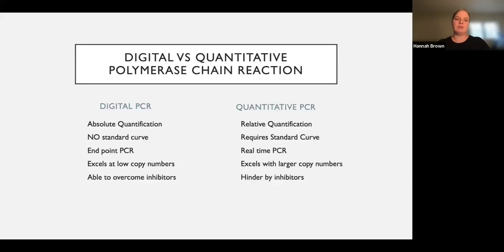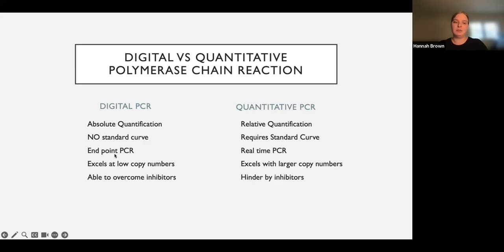If we look at a comparison between digital PCR and quantitative PCR, we can see that digital PCR is based off an absolute quantification. So it does not require a standard curve to give you a quantity, whereas quantitative PCR is based off of relative quantification. So you have to have a standard curve that you're running on each and every plate to have something to refer back to, to determine the quantity of viral copies within that sample.